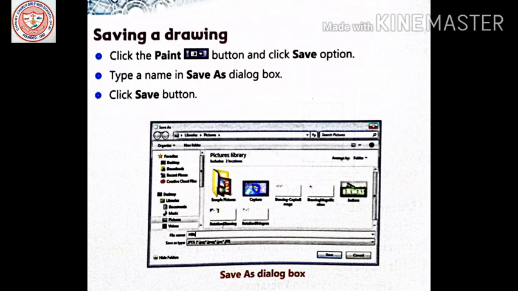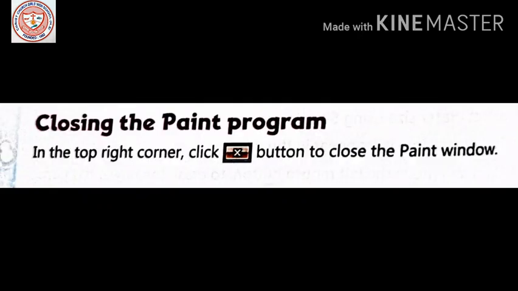Okay. Now how to close the Paint program? In the top right corner, click the cross button to close the Paint window.